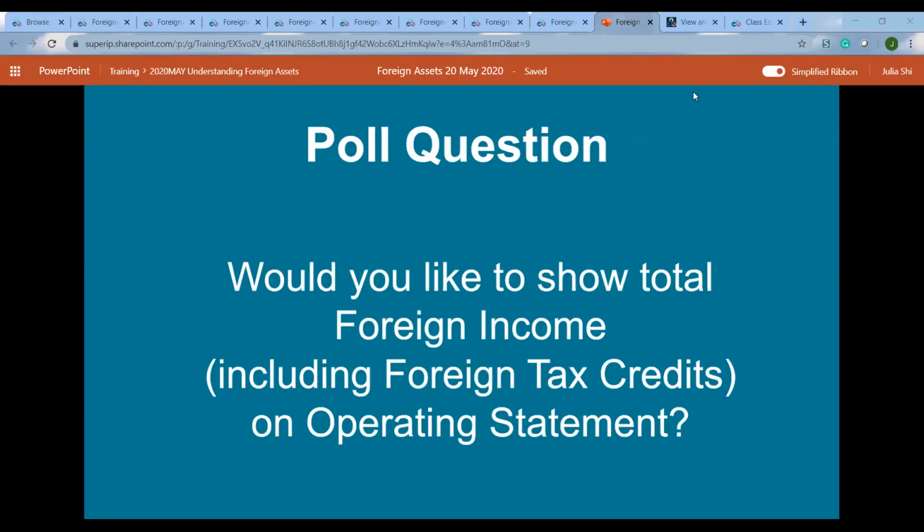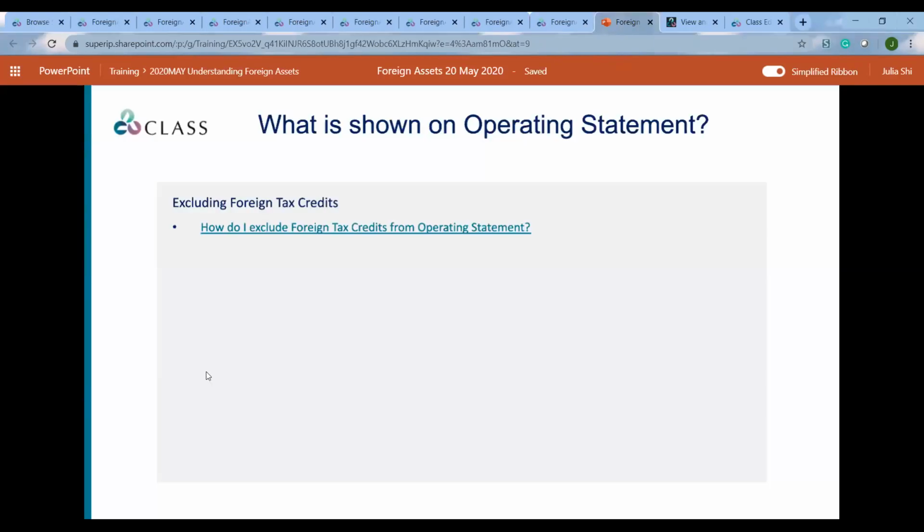I'm just going to share the results. Thank you for this. We actually have 75% saying yes, please, and probably 25% saying no, not really. I will pass this to our product manager. What actually happened here is we do have clients come and ask whether we can exclude these foreign tax credits from our operating statement. The current process is it does include everything.